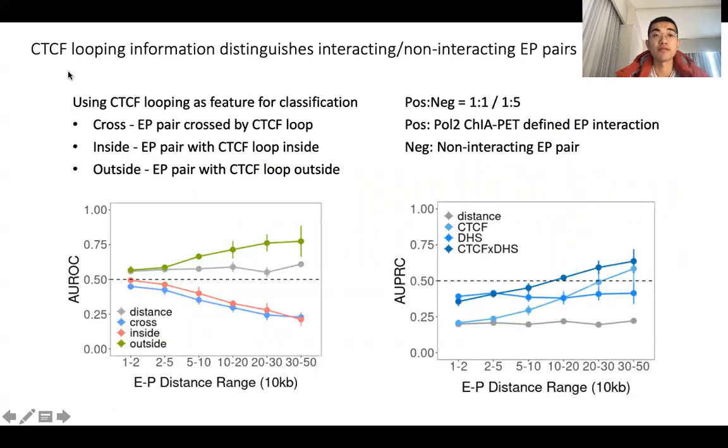We used the CTCF looping information to distinguish interacting and non-interacting enhancer-promoter pairs defined from the Pol II ChIA-PET experiments. As we can see from here, just as we would expect, when the enhancer-promoter pair is contained by a CTCF loop, it is more likely to interact, and when it interferes with a CTCF loop, it is less likely to interact. By combining the CTCF constraint with cell type specific chromatin accessibility information, the prediction accuracy further increases.